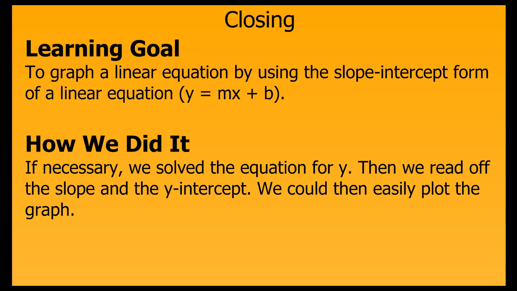In closing, let's review our learning goal. We wanted to learn how to graph a linear equation using slope-intercept. We did that by solving the equation for y, if we needed to, and then we identified the slope and the y-intercept. Once we have those, it's pretty easy to graph our equation by plotting the y-intercept and using the slope to find another point, then connecting them. It's important to remember that the graph represents all possible answers to the equation and that there are an infinite number of solutions to a linear equation. Any point on the line is a solution to the equation.